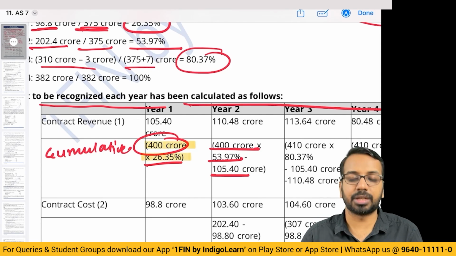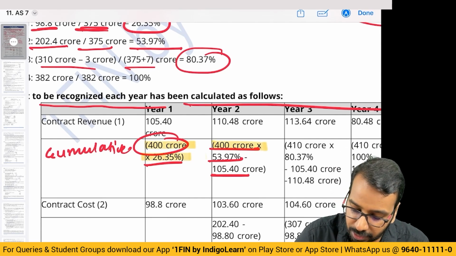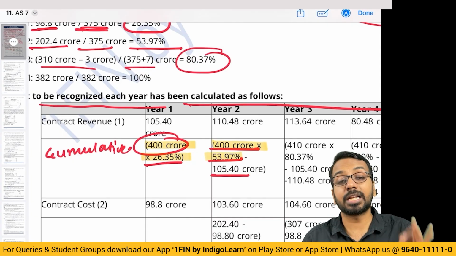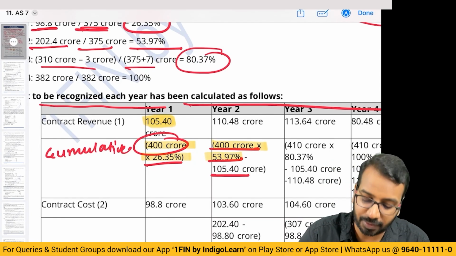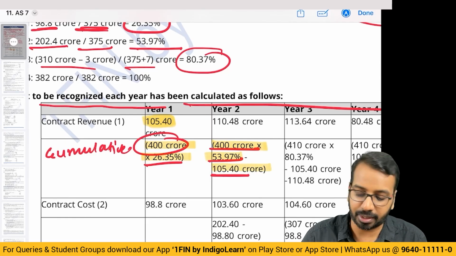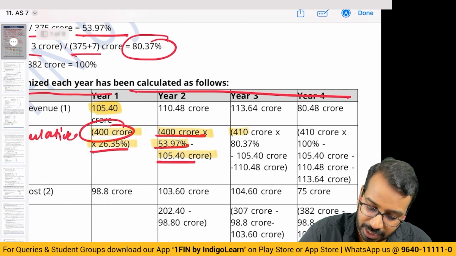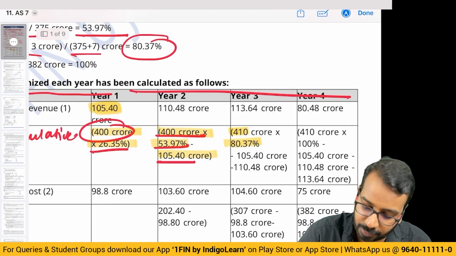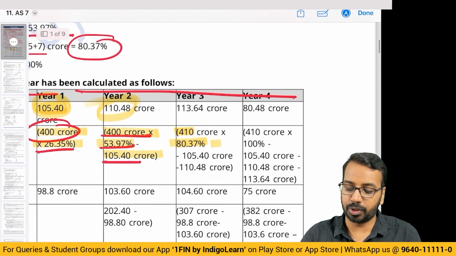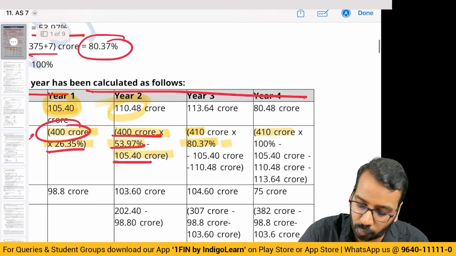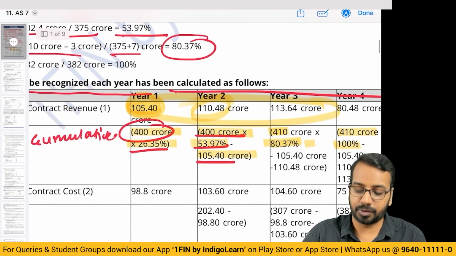400 into 26.35 cumulative revenue at the end of year 1. 400 into 53.97 cumulative revenue at the end of year 2. But we have already recognized 105 here. So we will subtract that 105. In the third year, our escalation has happened. So 410 into 80.37 minus whatever you have recognized in the first 2 years. And in the fourth year, 410 into 100% minus whatever you have recognized in the first 3 years.